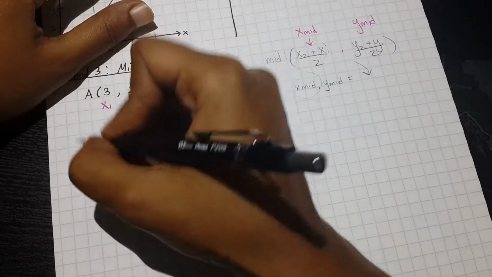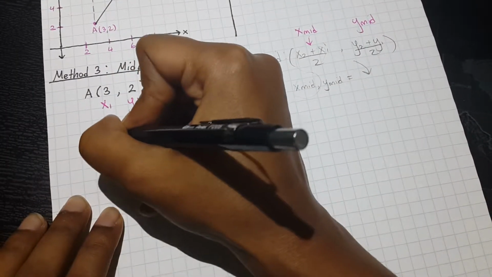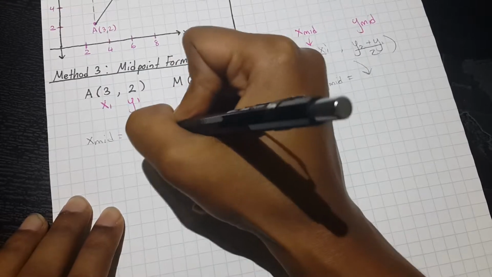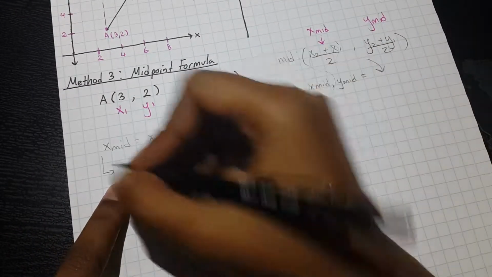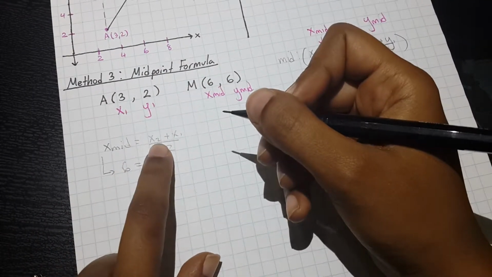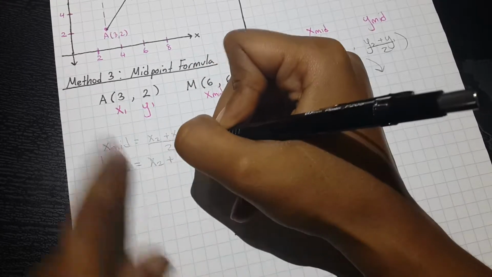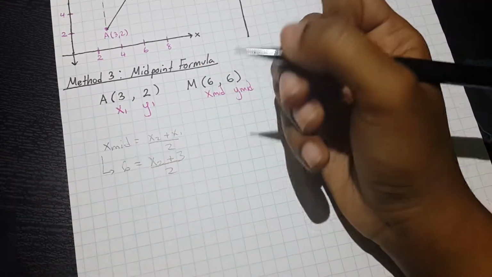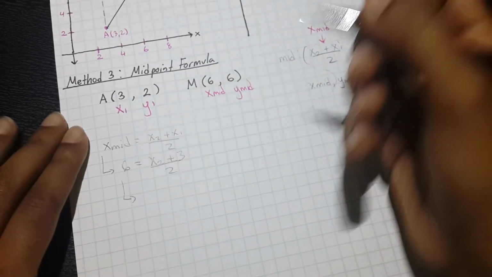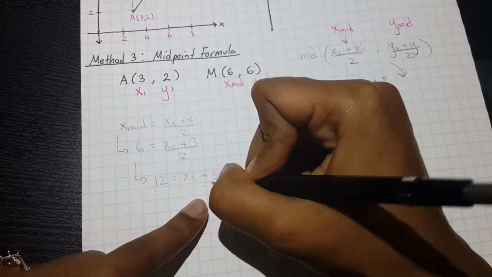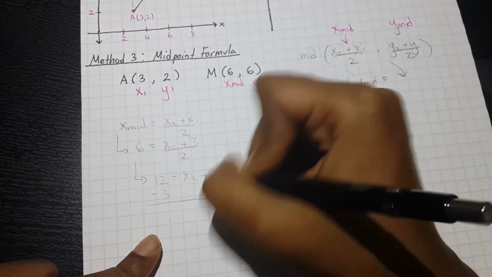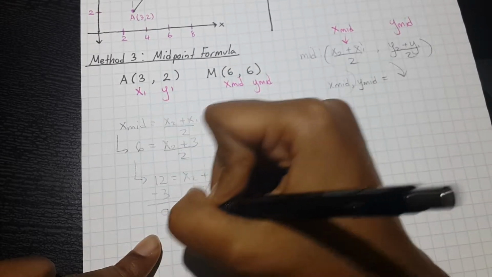So let's start with the x mid. Let me just write the formula down. So it's going to be x mid equals (x2 plus x1) over 2. This is what we're solving. So we're going to start substituting. X mid is 6 equals, and then we have x2, well, we don't know what that is, but we do have x1, which is 3, over 2. And here we can just cross multiply. So 2 times 6 is 12 equals x2 plus 3, minus 3 on both sides.